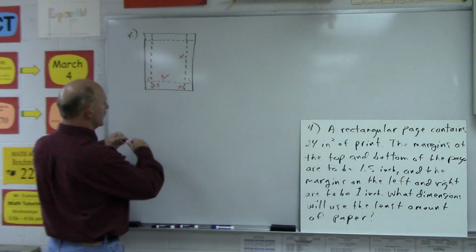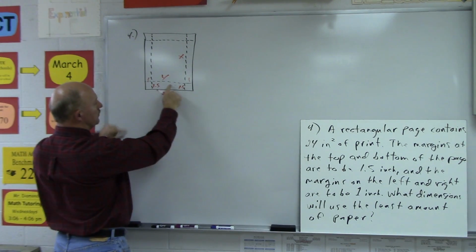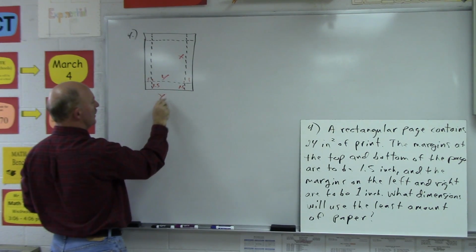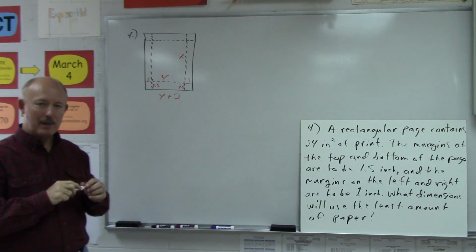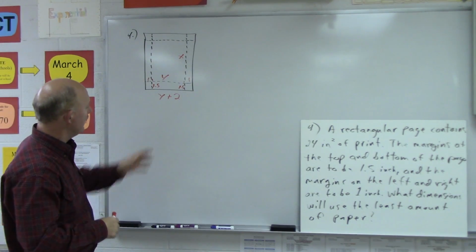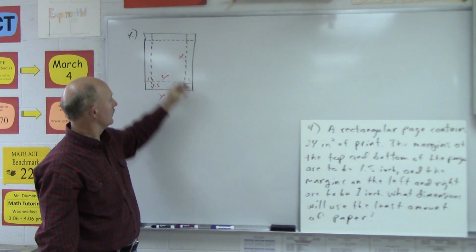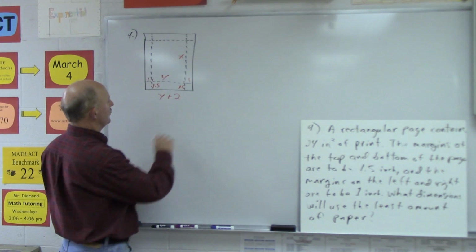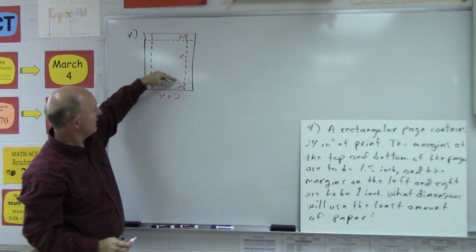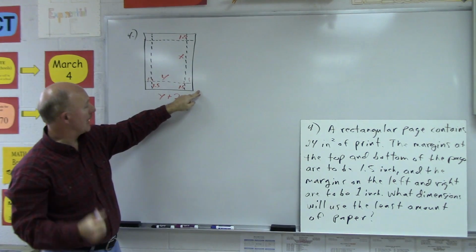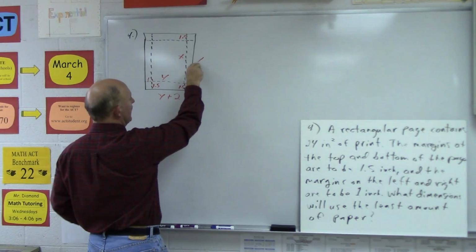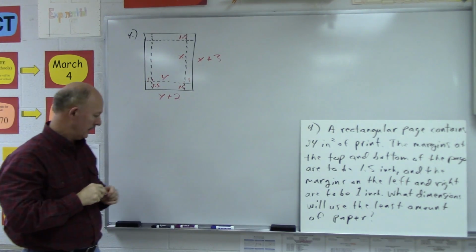So if you're going to describe this bottom side, this will be the length from here to here. So it'll be y plus 1 plus 1, which is y plus 2. So the bottom side of our piece of paper, in terms of y, would be y plus 2. Now, let's describe the length this way, in terms of x. This is 1.5 here, 1.5 there. So the right-hand side of our paper would be x plus 1.5 plus 1.5, which is x plus 3.